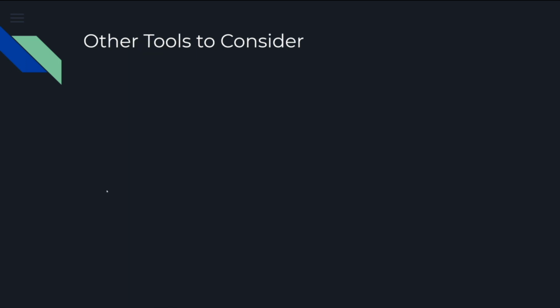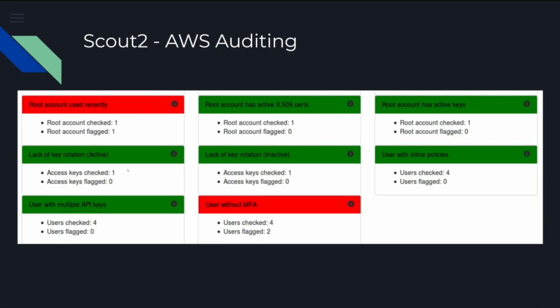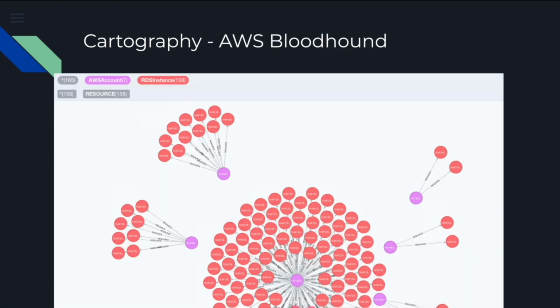So other tools to take a look at: Scout2, a really good auditing tool. It's sort of like the Nessus of AWS. It gives you a lot of really pretty reports that you can hand off to people within your organization or elsewhere. It gives you what is going well, what to fix, and what maybe not to fix. It gives you reports like this. So, how many users are without MFA? That's an important thing for you to know. That's made by NCC Group.